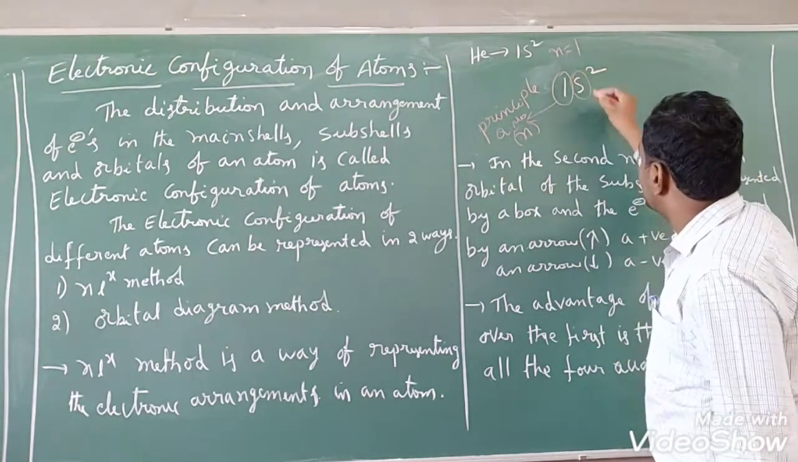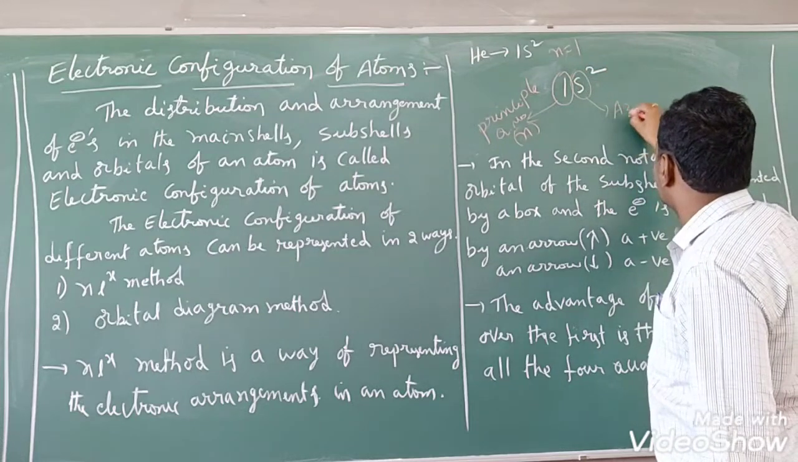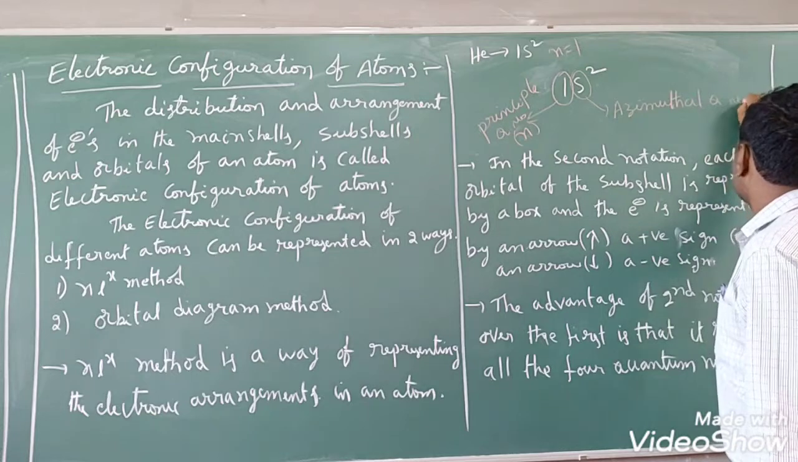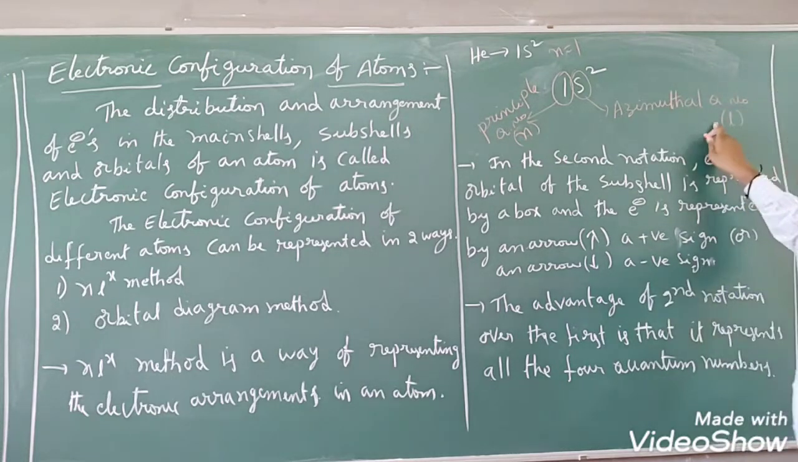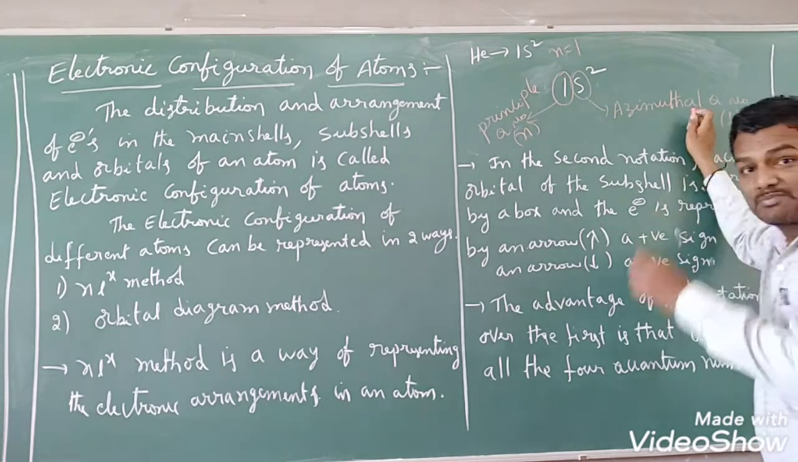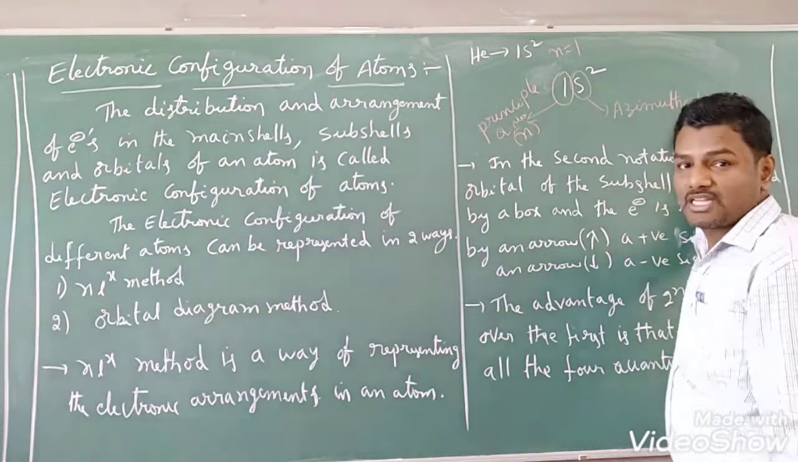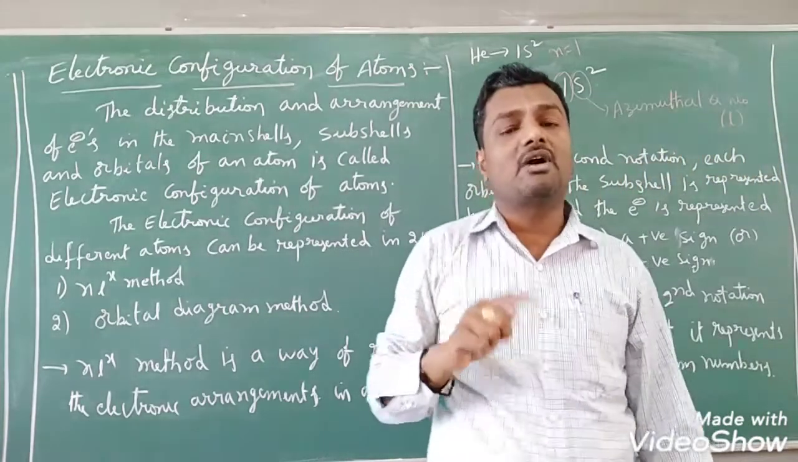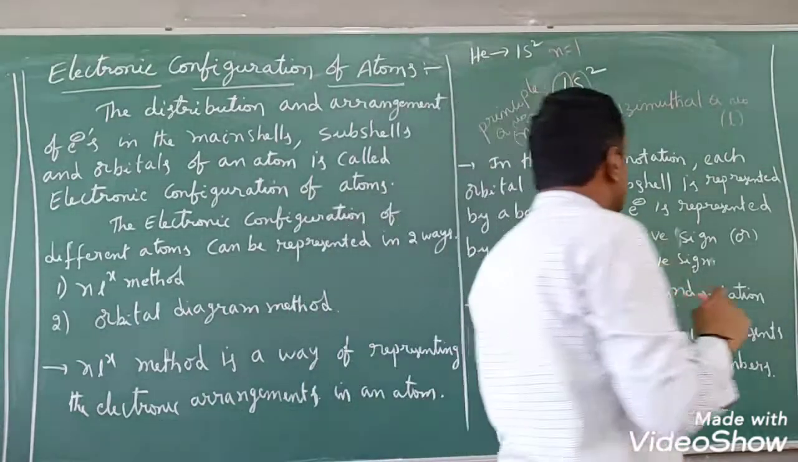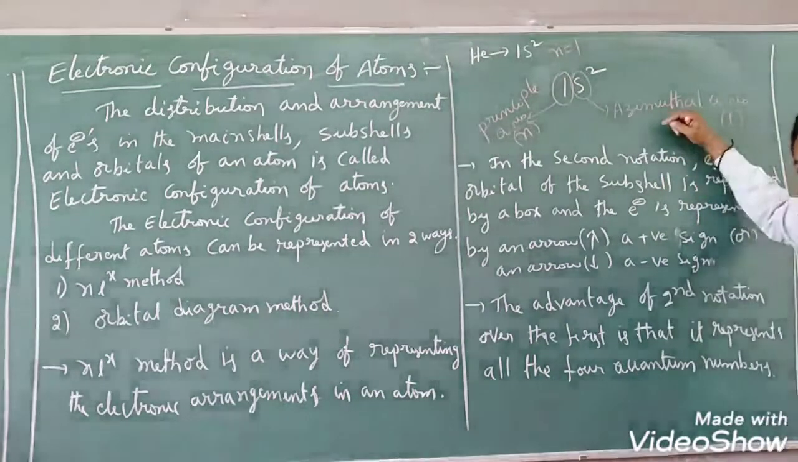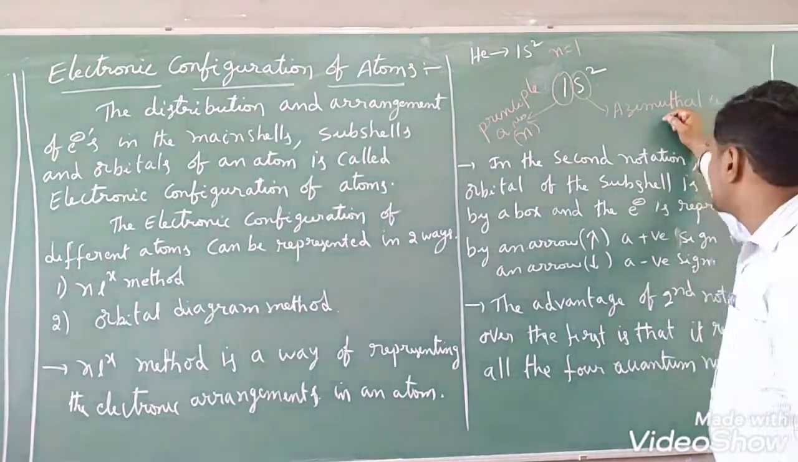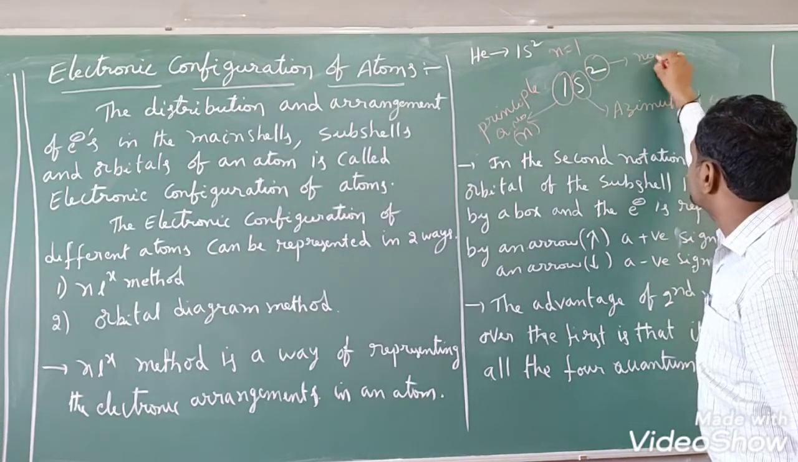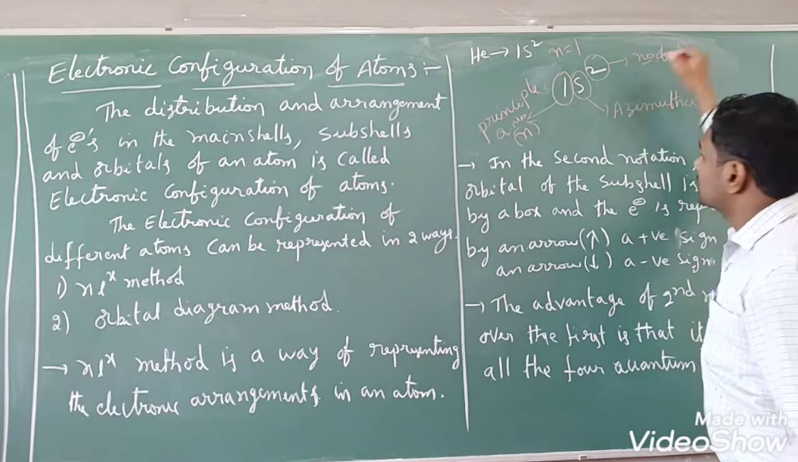What is s here? s is nothing but the azimuthal quantum number, which is represented with l. That means it is denoted with s, p, d, f subshells. For an s subshell, what is the l value? 0. For a p subshell, the l value is 1. For a d subshell, the l value is 2. For an f subshell, the l value is 3. We already discussed that. Then the 2 indicates the number of electrons.